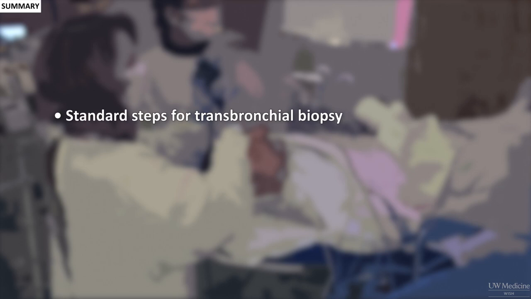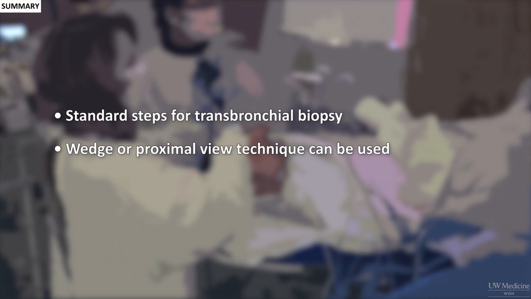To summarize this module, we have reviewed the steps performed when taking transbronchial biopsies. With practice, these steps become second nature. The decision to wedge or remain in a proximal viewing position may be determined by anatomy, which prevents wedging, or by provider preference. It is worth becoming familiar with both techniques. The diagnostic yield from transbronchial biopsy improves with increasing sample numbers. We recommend taking at least 6 samples in all situations and 10 to 12 if evaluating for acute lung transplant rejection.